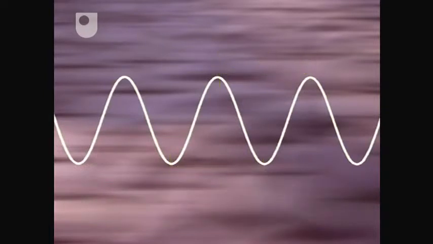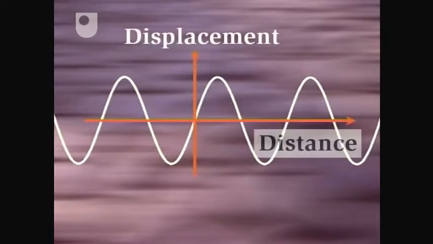In fact, you can think of this snapshot of the wave as a graph, showing the vertical displacement of the wave as a function of distance at a particular instant of time. Let's start the wave moving again.